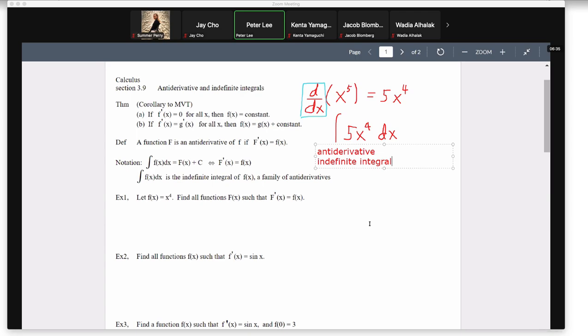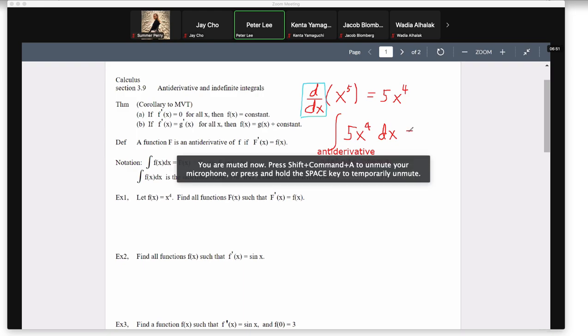So this is read as the antiderivative of 5x to the fourth power, or we say the indefinite integral of 5x to the fourth power. And what is it equal to? That will come out to be, let me write it.